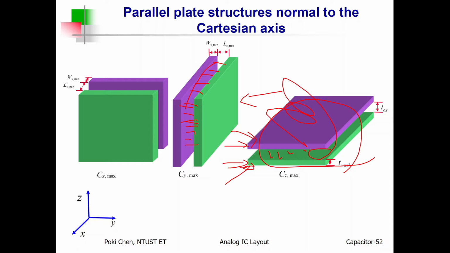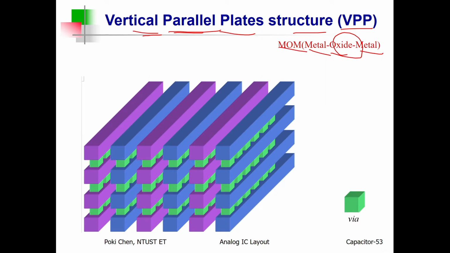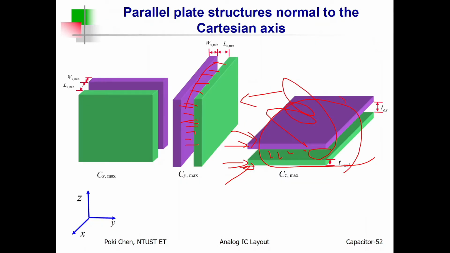How about the vertical plate? We don't have a real vertical plate, but we can emulate it. For example, you have all those metal 9 connected with vias. It will be good enough to simulate or emulate such kind of vertical plate.